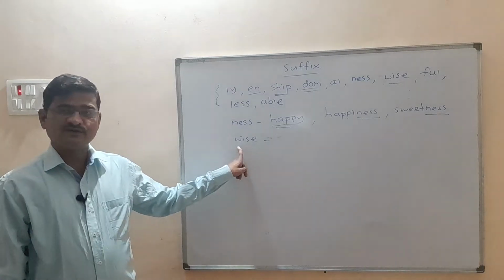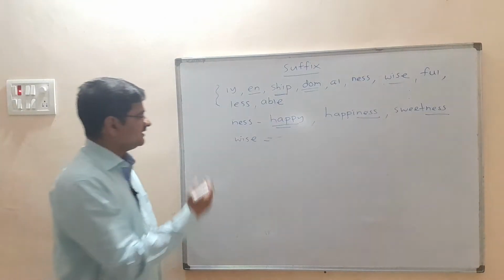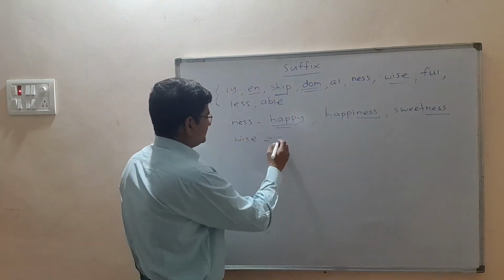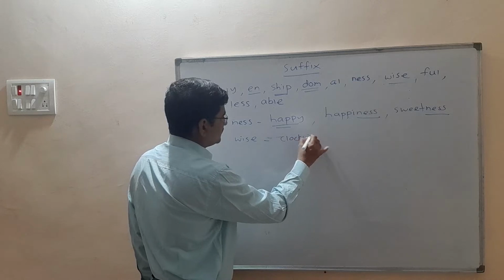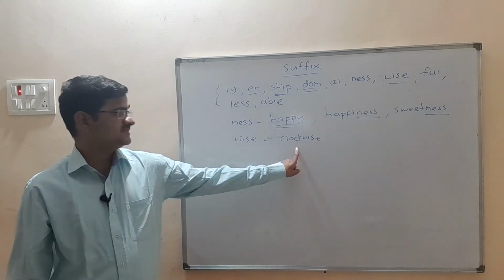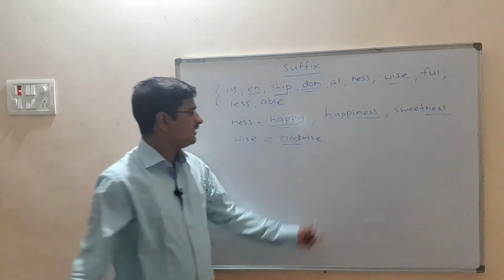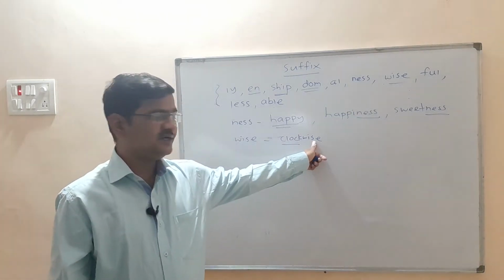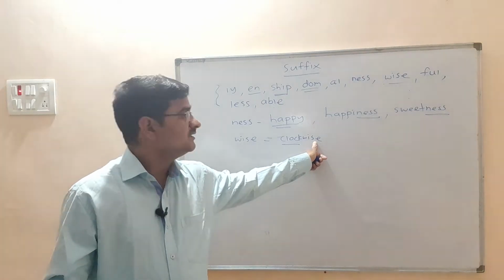So wise is a suffix here. We will take one example, clockwise. The word is clock. We have added the suffix wise to it and created a new word, that is clockwise.